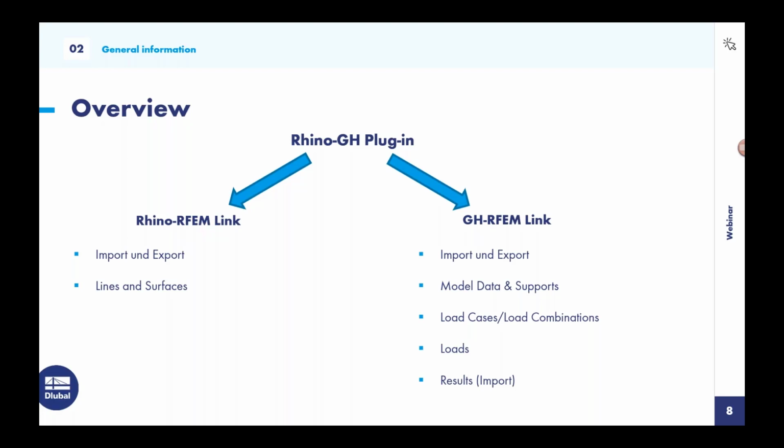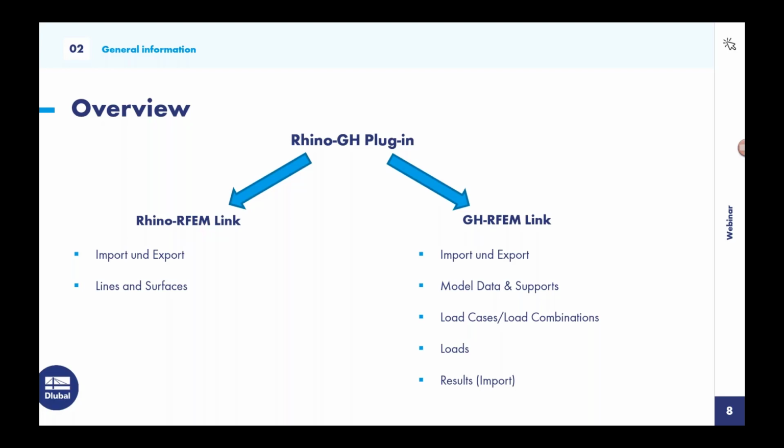So what can the Grasshopper interface be used for in general? First of all, the Grasshopper interface is an alternative for the model generation. We use the plugin when we don't want to enter the model manually into RFEM, but we want to model algorithmically in Grasshopper or generate a structure with various tools in Grasshopper.